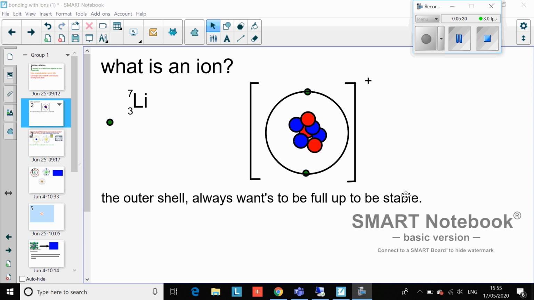And so atoms have a choice. They can either ditch electrons or they can do something else. Sometimes they can gain them. And I'm going to show you an example of that now.